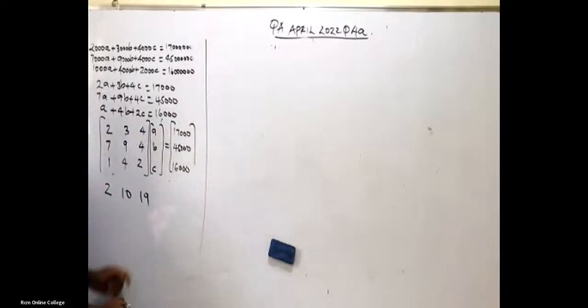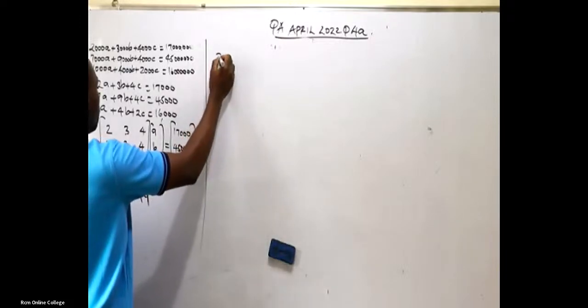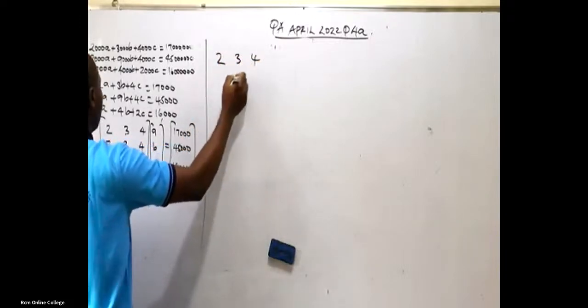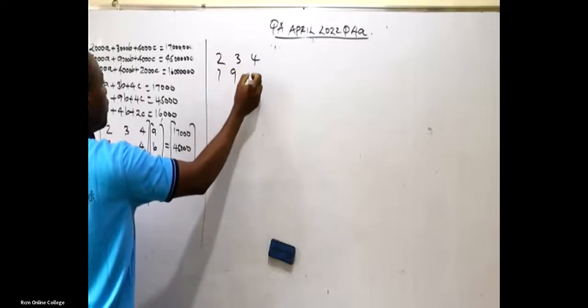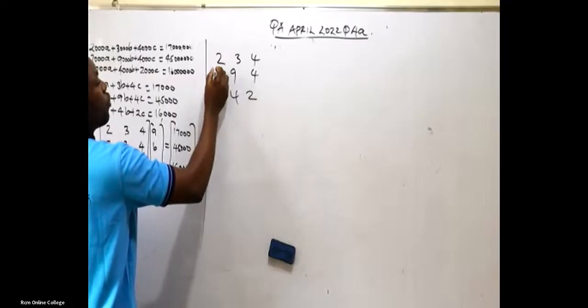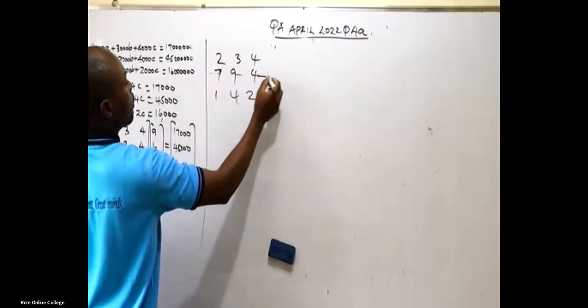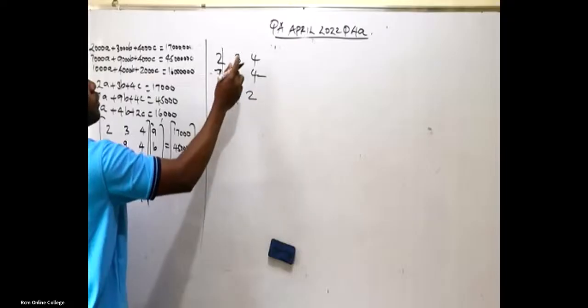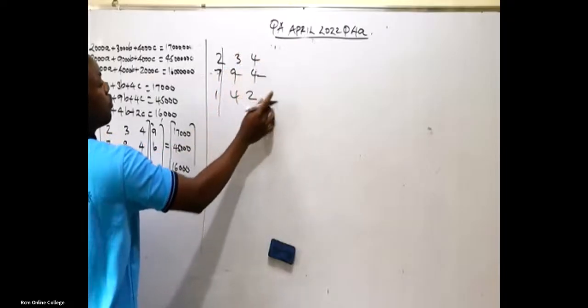Then you go to the next one. You are now looking at row number 2. So we have 2, 3, 4, 7, 9, 4, 1, 4, 2. We are now focusing on row number 2. So you just do this row number 2, the first column. It leaves you 3, 4, 4, 2.